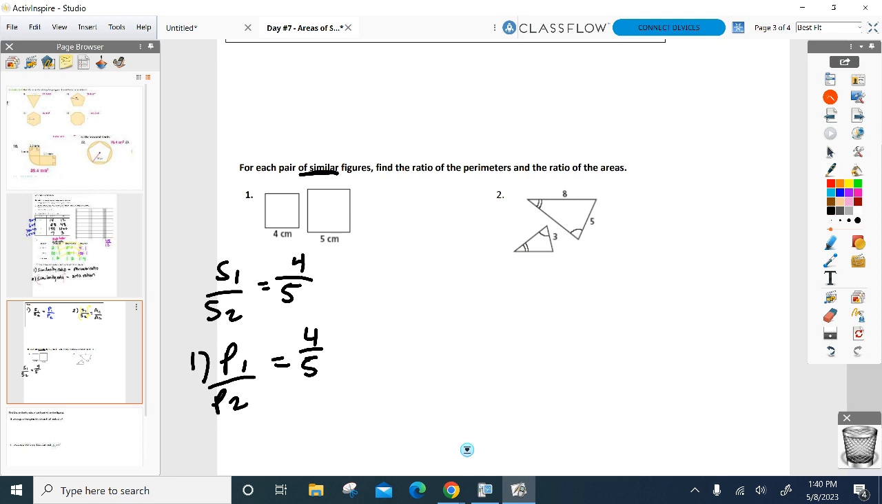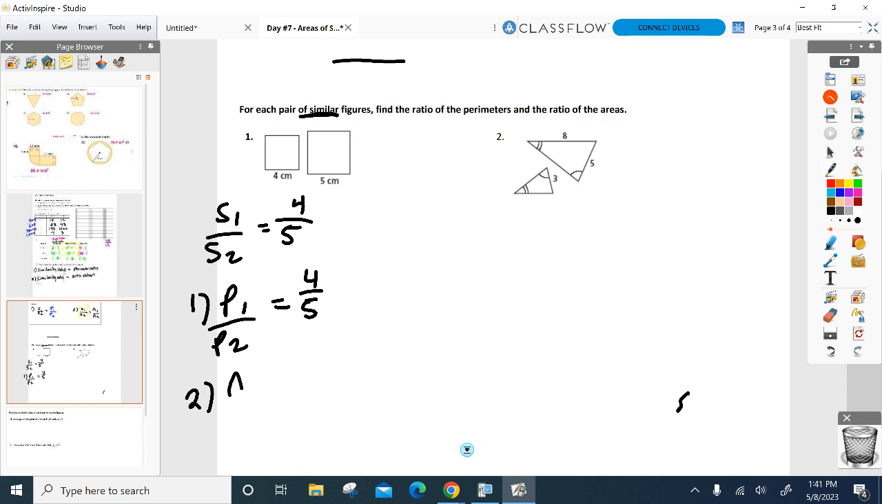That is not telling you what the actual perimeters are. It's saying if you found the perimeter of the smaller one and put it over the perimeter of the bigger one and reduced it, you know what it reduced down to? 4/5. Do not get this confused that this is giving you the perimeters. Whatever the perimeters were reduced would be 4 to 5. So don't think this is the perimeter.